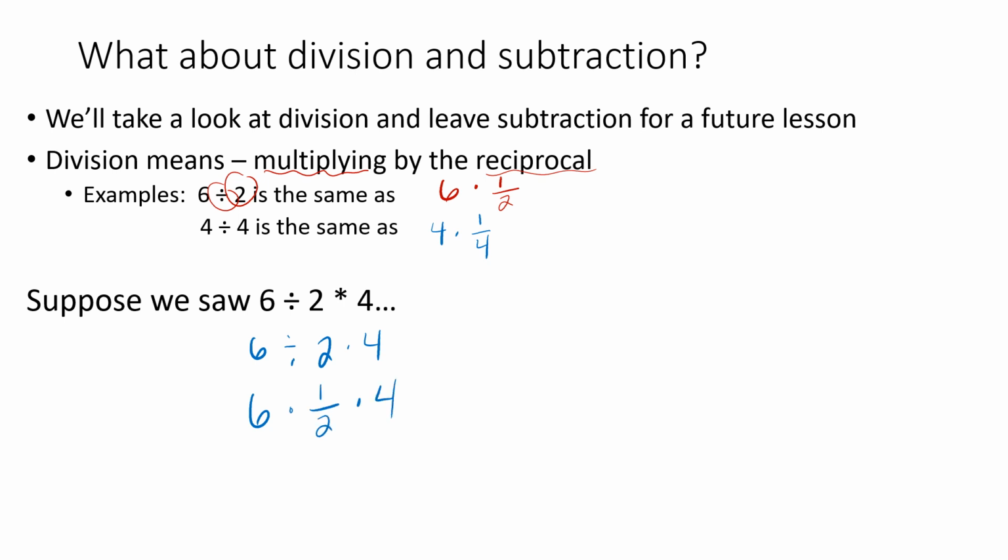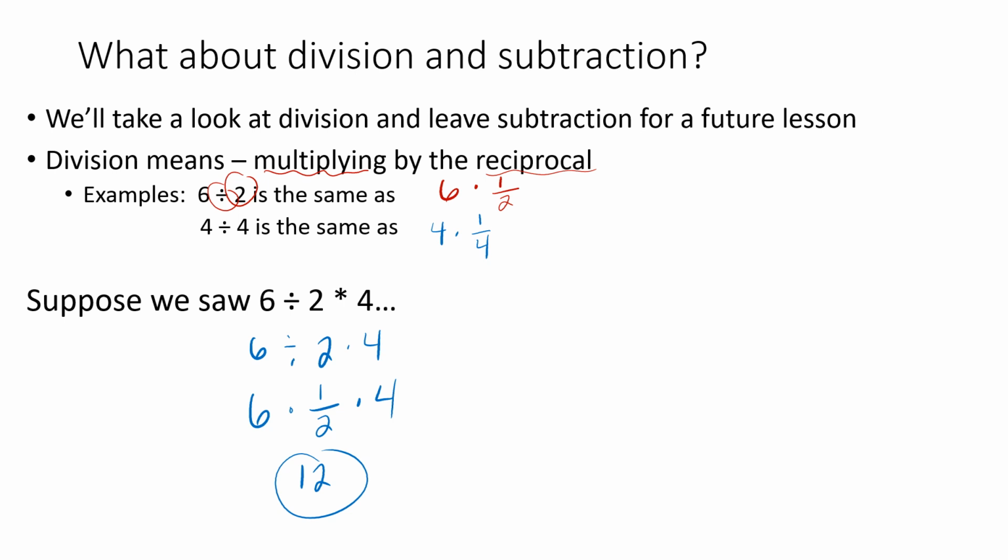And what I have done there is I have now taken my problem that had multiple operations and rewritten it so that it has all of the same operation. So you are welcome to do this in any order you want. You can do 6 times 1/2 is 3, and 3 times 4 is 12. Or 1/2 times 4 is 2, and 6 times 2 is 12. Or you could do 6 times 4 is 24, and half of 24 is 12. No matter which way you do it, you should get a 12.